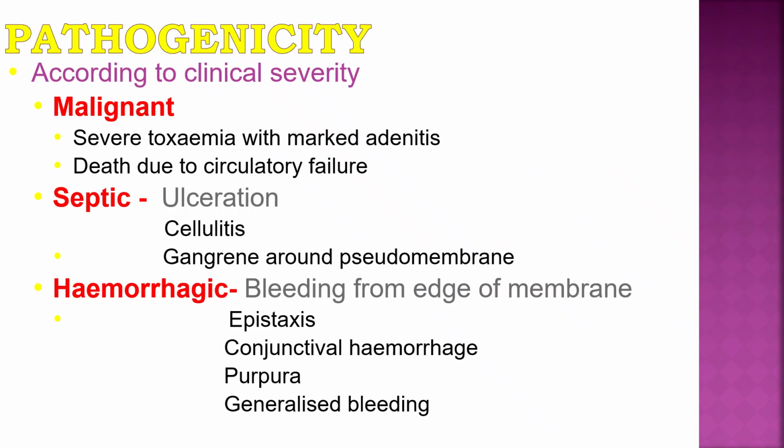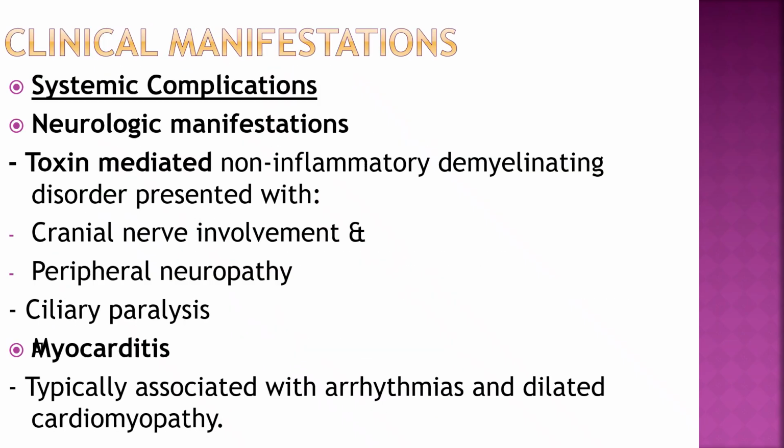In pathogenicity, according to the clinical severity, the disease is divided into three types: malignant, septic, and hemorrhagic. In malignant, there is severe toxemia with marked adenitis and death due to circulatory failure. In septic, there may be ulceration, cellulitis, and gangrene around the pseudomembrane. In hemorrhagic, there is bleeding from the edge of the membrane, or sometimes other sites like epistaxis, conjunctival hemorrhage, purpura, and generalized bleeding can be there. So these are the three types of diphtheria: malignant, septic, and hemorrhagic.